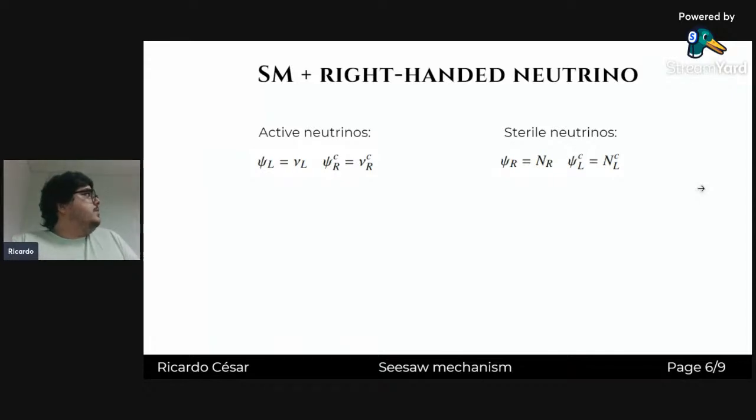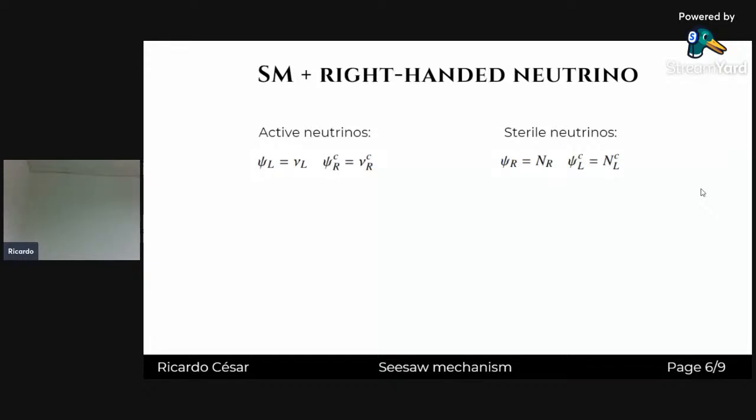Now for a case with the standard model particles, which in this case is the three neutrinos, and a right-handed neutrino. Okay, you can have three right-handed neutrinos, but in this case, I'm going for the simplest case. So you have the active neutrinos, which is the left-handed component that we are familiar with. We apply the charge conjugation to it, and you have a right-handed component from the left-handed chirality of the neutrino that we know.